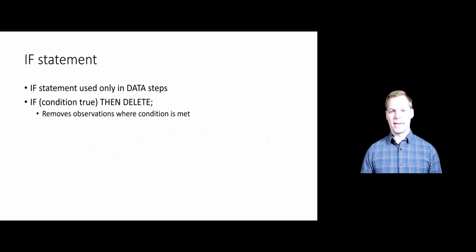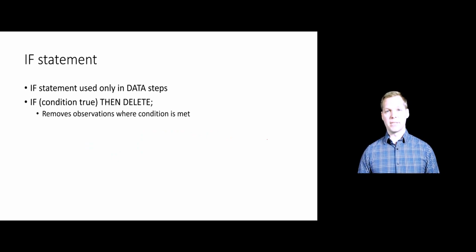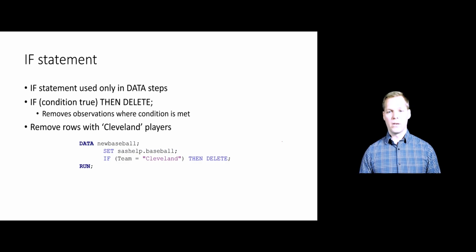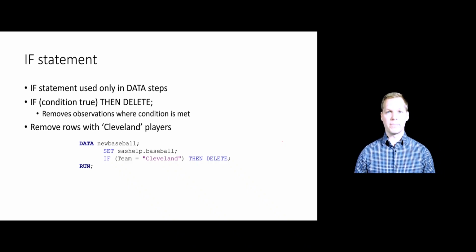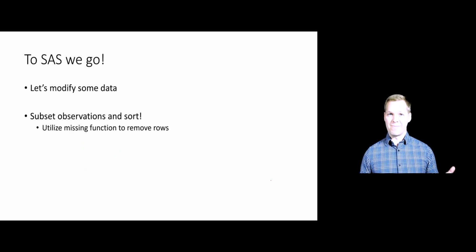Again, you can do the opposite and say, if this condition is true, then explicitly delete that one. So here I could say, if the team is Cleveland, then delete those rows. It would keep everything but the rows where that condition is met. All right, so we've seen now the basics of how to do this filtering of rows. Let's jump into SAS and do a little bit of work there.